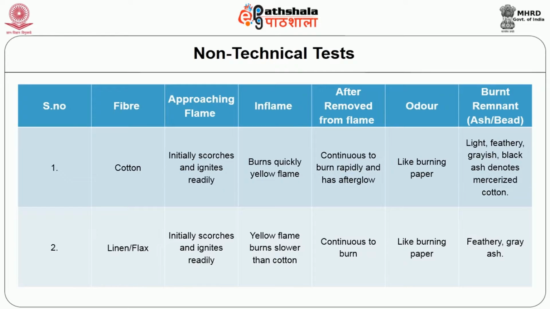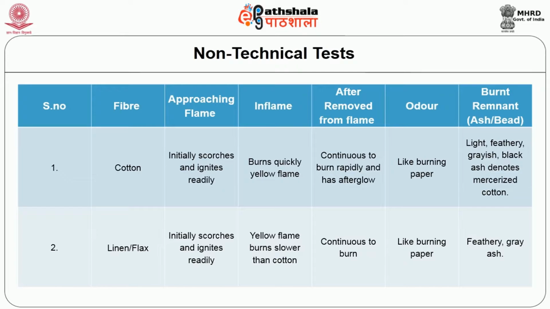While approaching the flame, it initially scorches and ignites readily. Under flame, it burns quickly with a yellow flame, and after removing from the flame, continues to burn rapidly and has afterglow. Regarding odor, it burns with a pepper smell, and the remnant is light feathery grayish black ash for cotton, and the black ash denotes mercerized cotton.